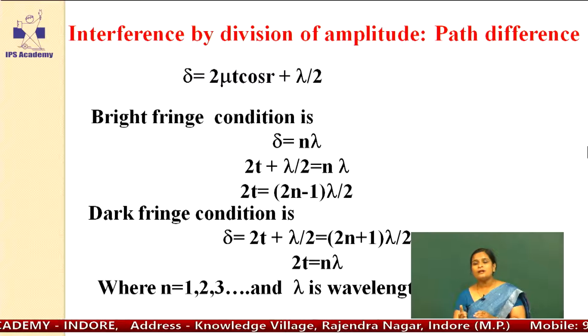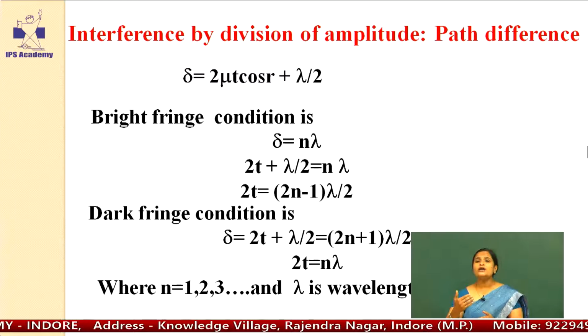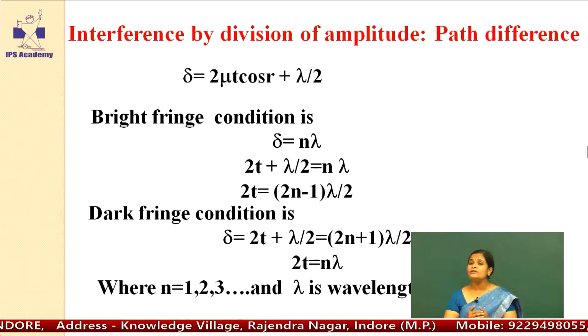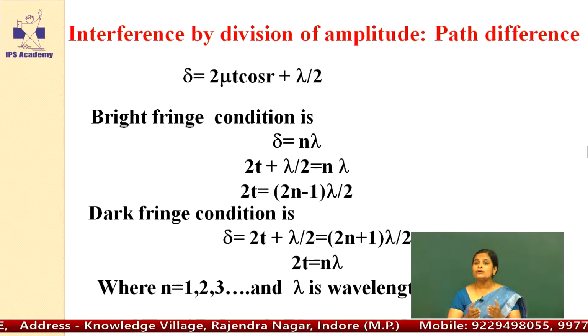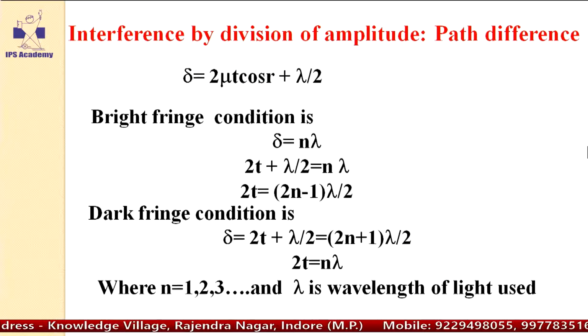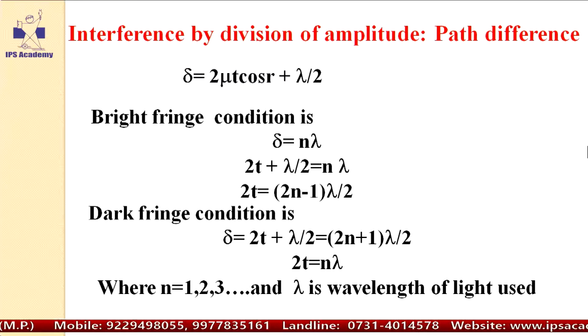Here lambda by 2 is added because we are observing from the reflected region of the light. This is known as the effective path difference, and it is observed because of the Stokes treatment. There is a phase difference of pi between the light beams which are reflected from the reflected region or from the transmitted region. So the effective path difference is 2 mu t cos r plus lambda by 2.